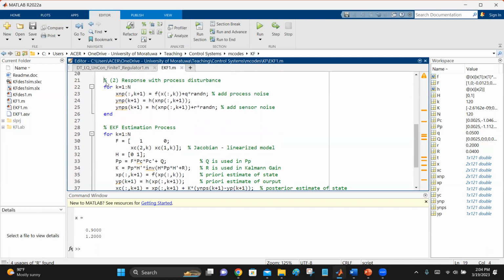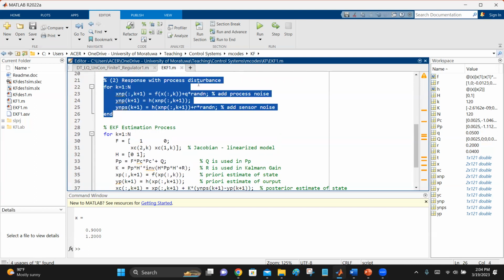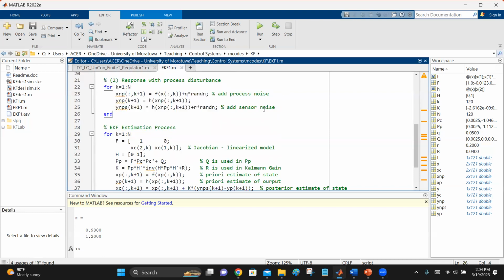Then over here, number 2, we have the response with the process disturbance. So what we do here is the same thing we had earlier, but you can see over here it is not just the function, but you have the noise added. So we have the process noise times the random signal. So it's a random signal, okay? But we know how much the RMS value is of that signal. So we have specified Q earlier, and you put it over here.